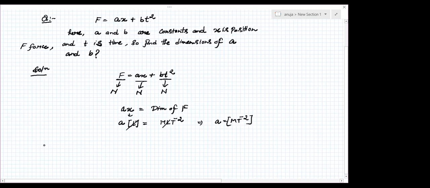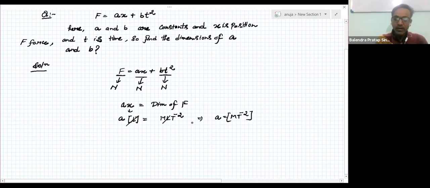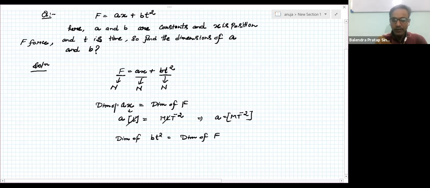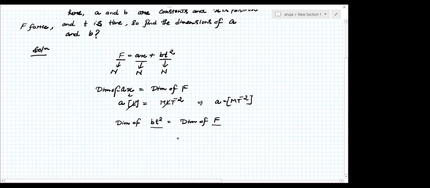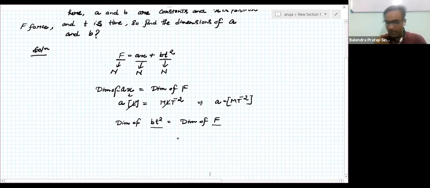Next, you can easily find the dimension of B. You just have to balance the dimension of this bt square with the dimension of this capital F. Similarly, the dimension of ax is equal to the dimension of F, and the dimension of bt square is equal to the dimension of F. What is the answer? Try to find it, then give me the answer so that we can go to another question.